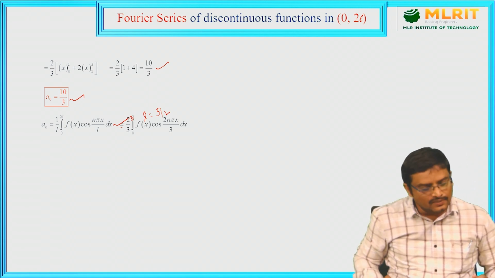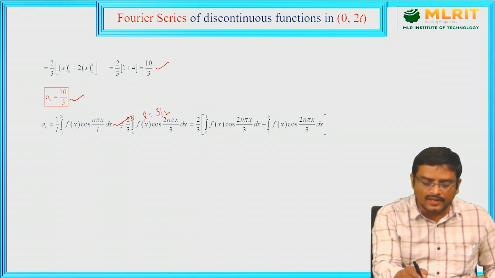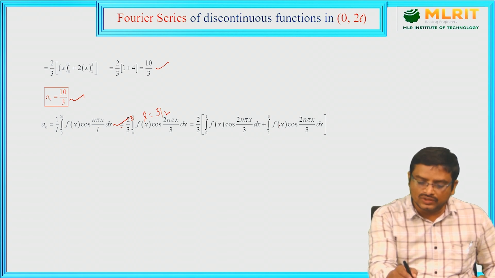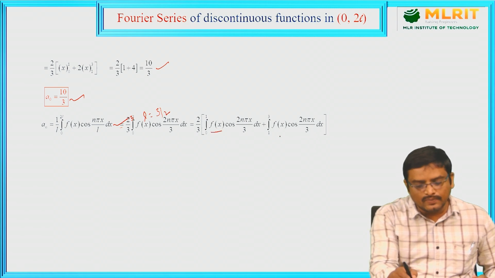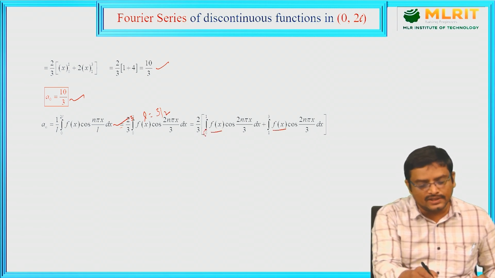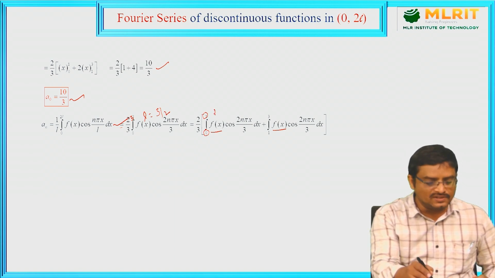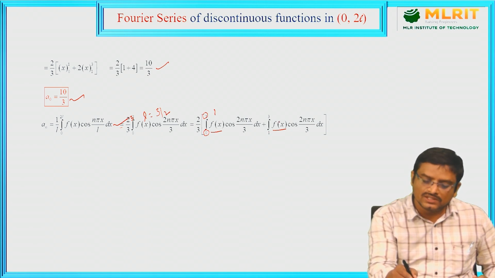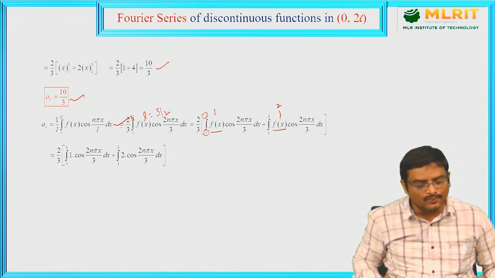Now divide this interval into two subintervals. One is 0 to 1, f of x cos(2 n pi x / 3) dx, plus integral 1 to 3 f of x into cos(2 n pi x / 3) dx. Similarly here also replace the f of x value based on these conditions. The limits of the first integral are 0 to 1, so in this we take f of x equal to 1, and in the second integral the limits are 1 to 3, so our f of x is defined as 2. Now replace the values in both.